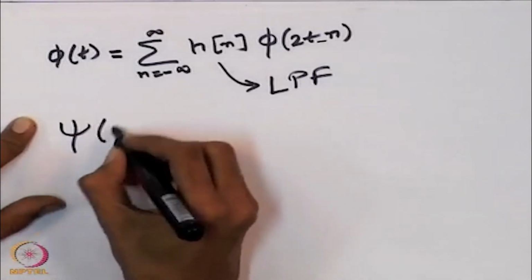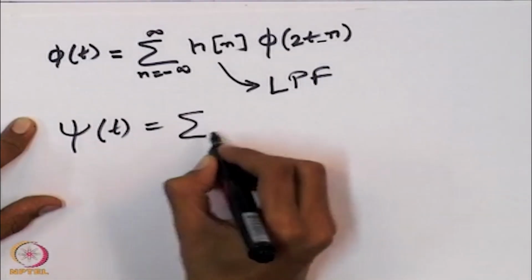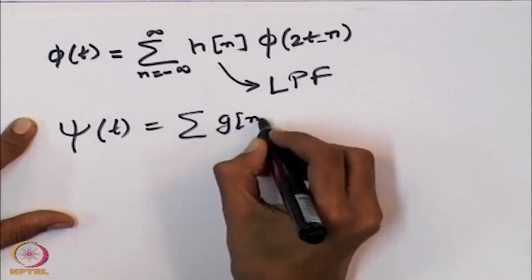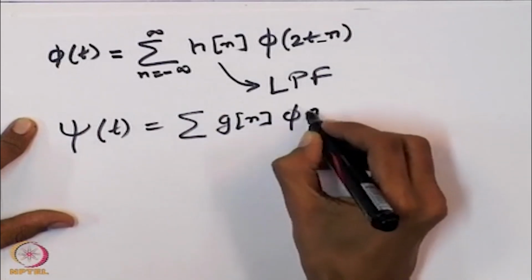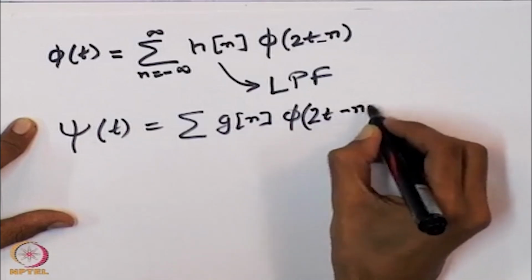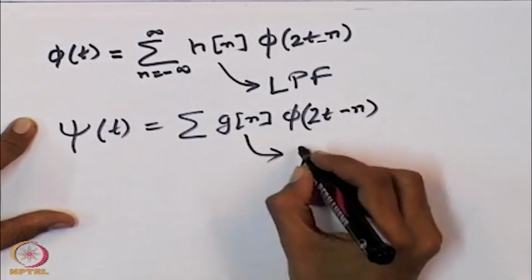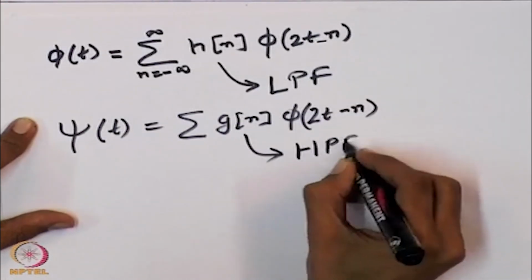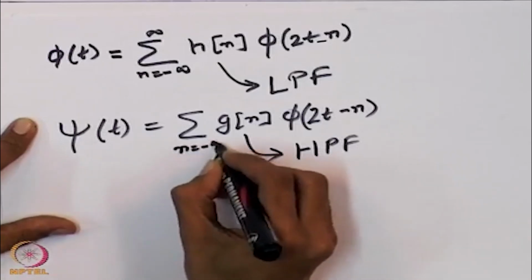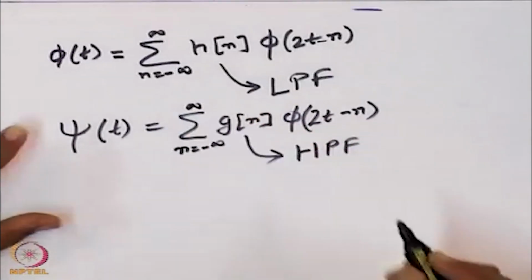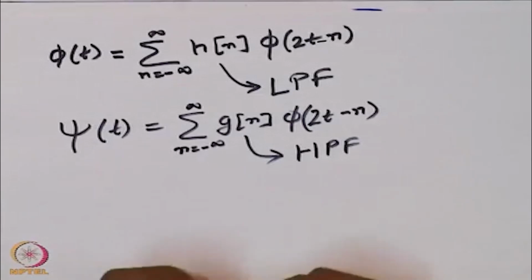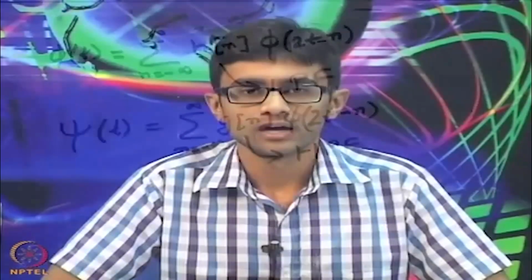Similarly, the wavelet function is given by summation g of n phi of 2t minus n, where g of n denotes the high pass filter response, and n goes from minus infinity to infinity. So, today in this demo session we will see how we generate the scaling and wavelet function using these expressions.